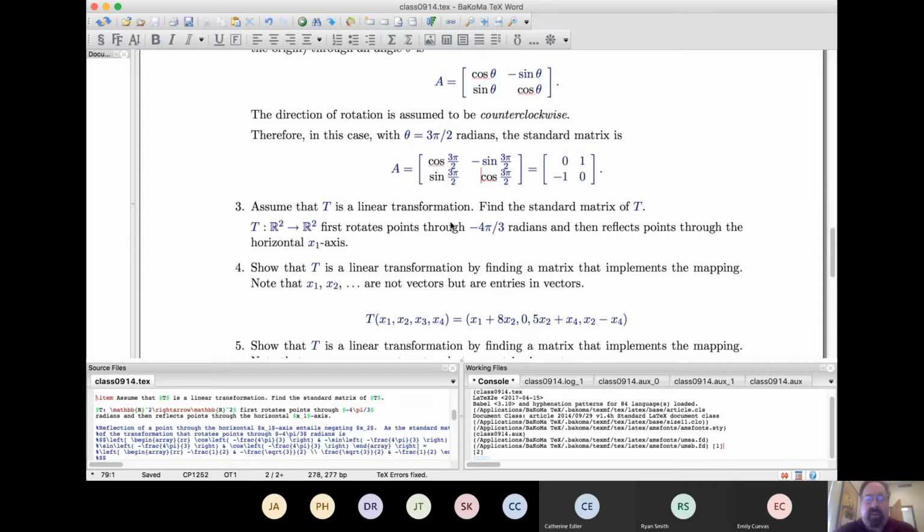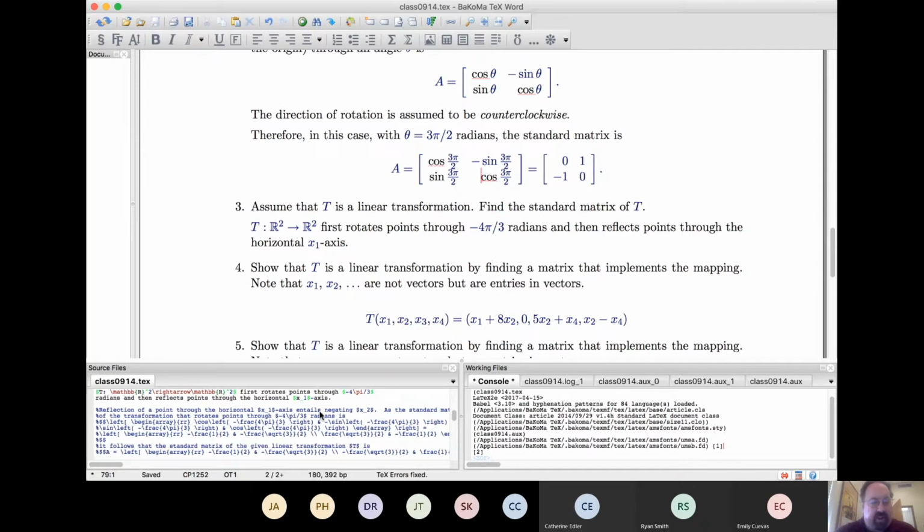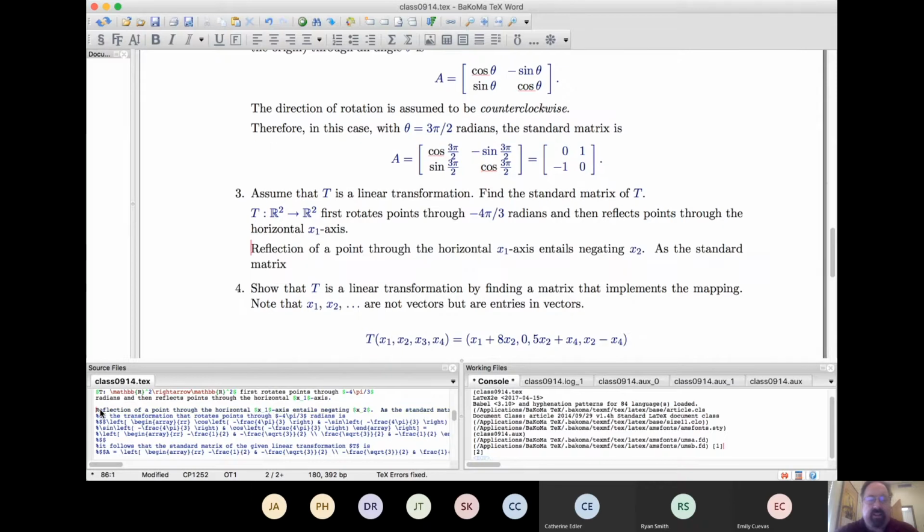Now, this next one, same idea, but there's a rotation involved, but there's something else. After you rotate, then points are reflected through the horizontal x1 axis, or geometrically, you can think of it as the x-axis, since that's a horizontal axis. So if you have a point in the xy plane, and you reflect it through the x-axis, what does that mean? It negates the y component.